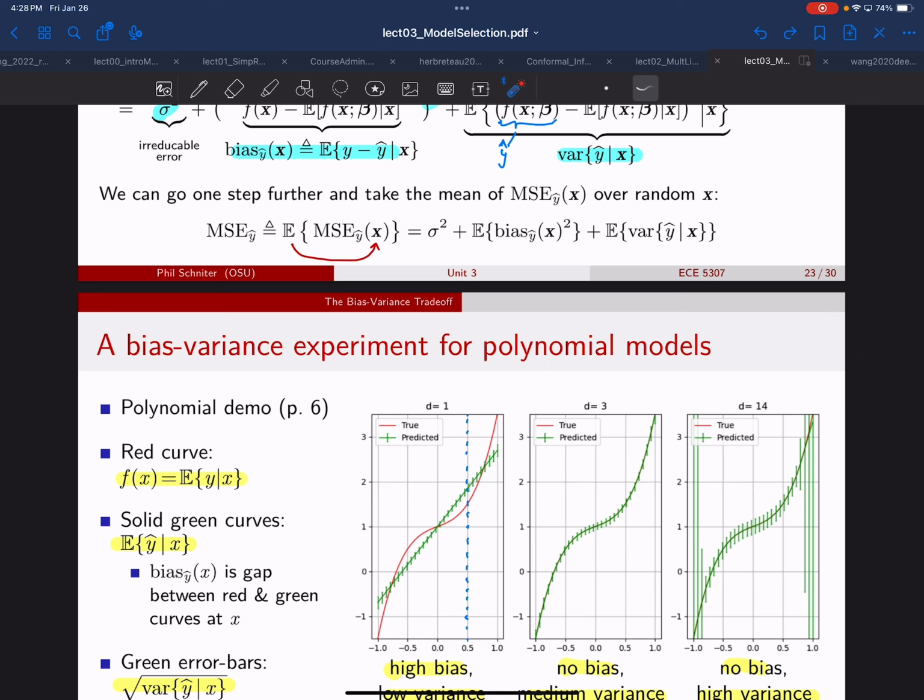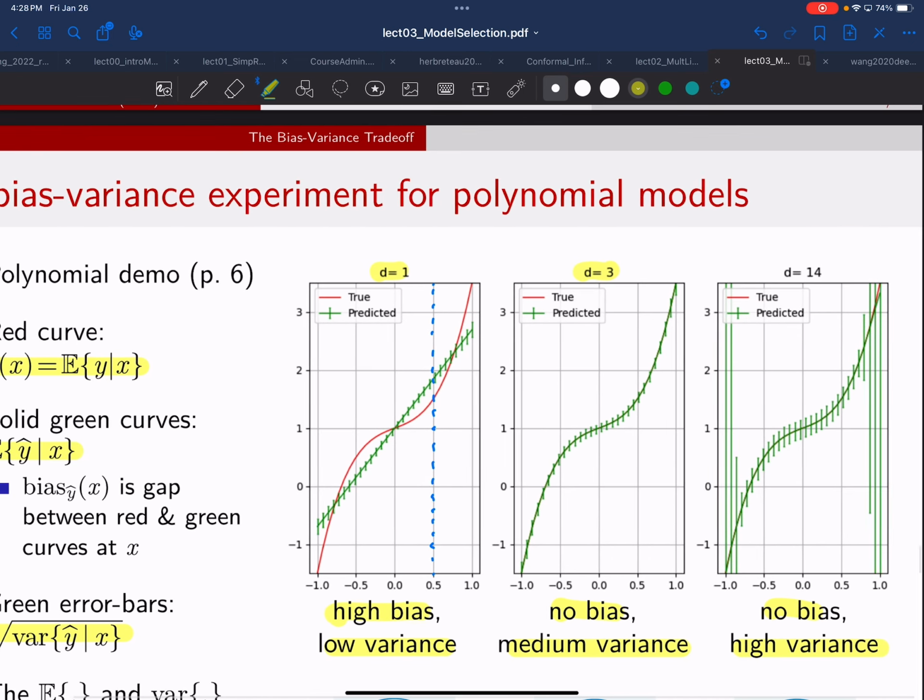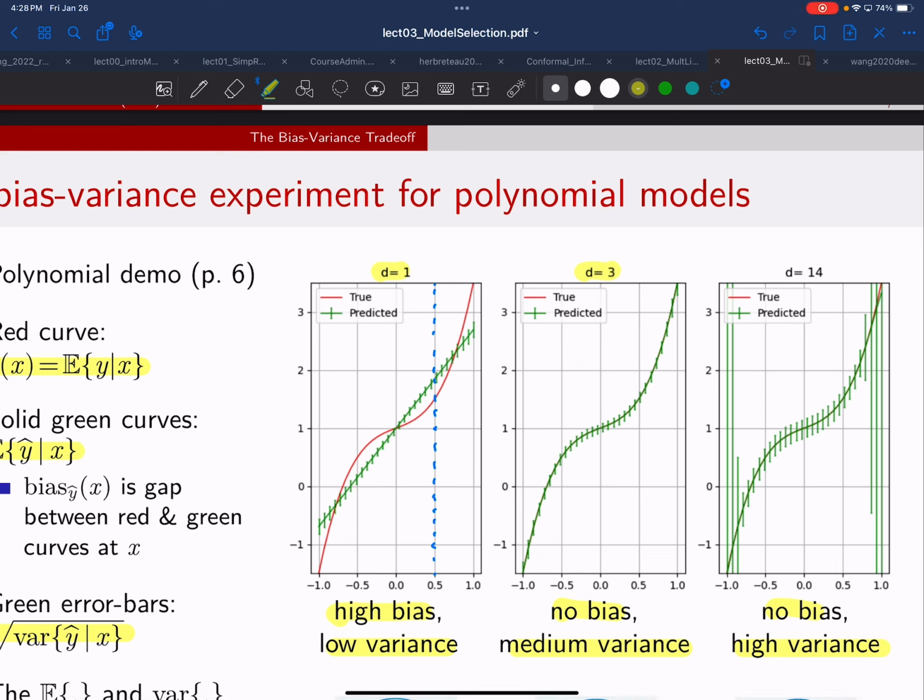Okay, so let's move on to the middle column now. So in the middle column, z equals 1. Now we have d equals 3. So what's really interesting about this curve? Well, the green is right on top of the red everywhere. Okay, so what does that mean in terms of bias?